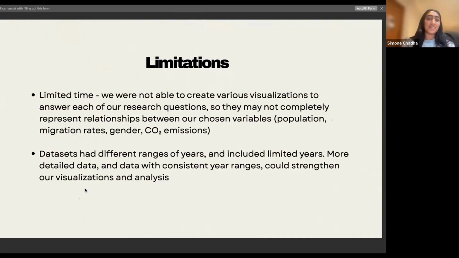In addition, our data sets had different ranges of years. The migrant stock data set included data from every 5 years, which limited the times that we could look at for the other data sets. And each data set also had a different range of years, so we really had to choose what each data set could include for us. I think that with more detailed data or data with more consistent year ranges, it could strengthen our visualizations and our analysis.